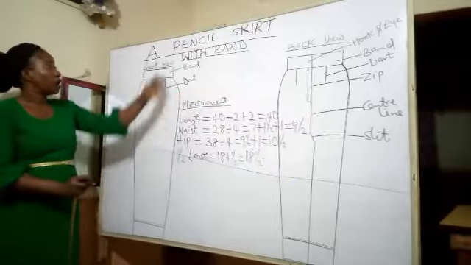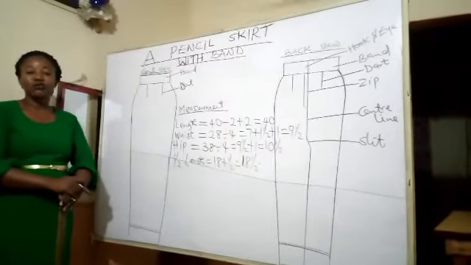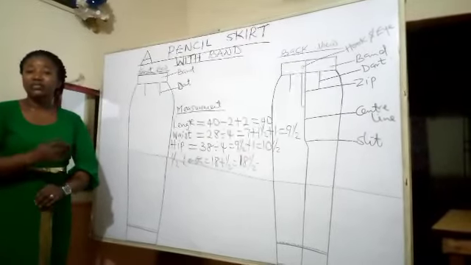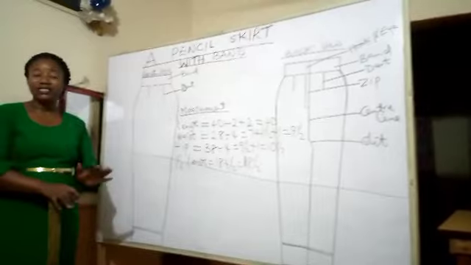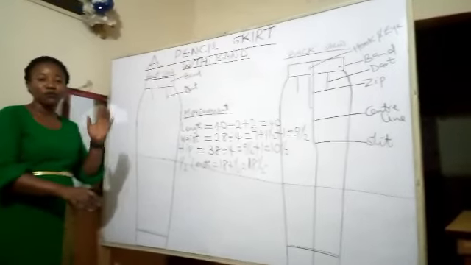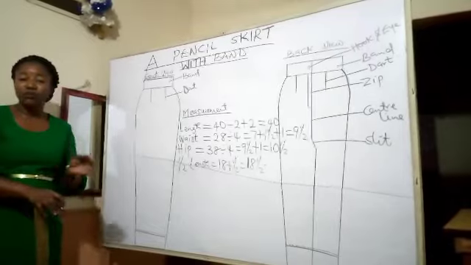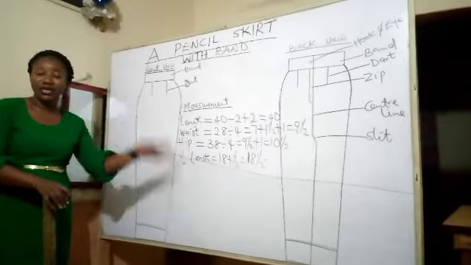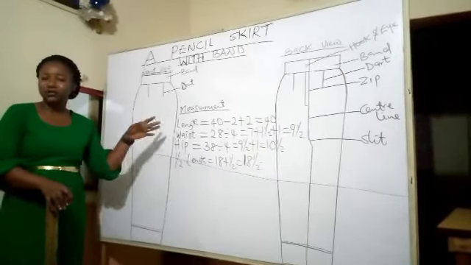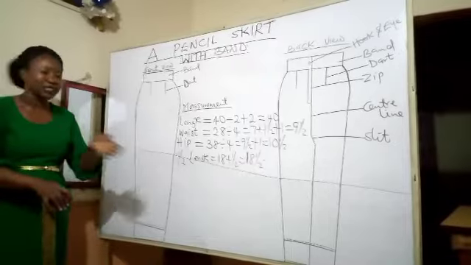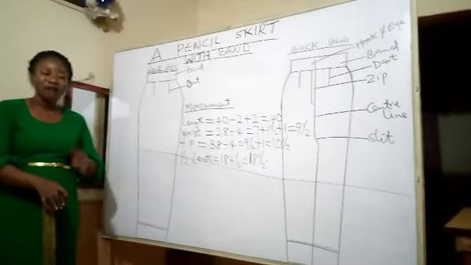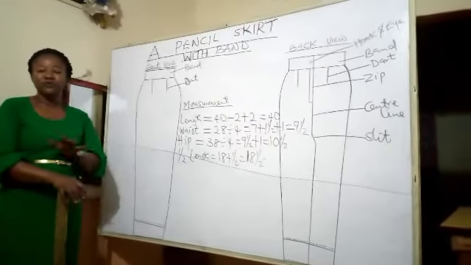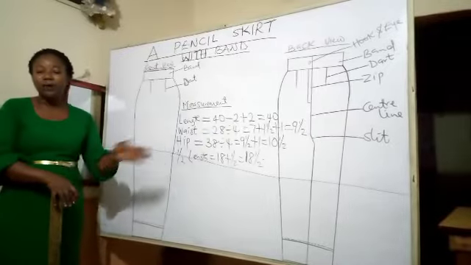Today we want to talk about a pencil skirt with band. First of all, I would like us to know what pencil skirt means. A pencil skirt is a type of skirt that reveals the body shape of the wearer, and at the same time it's a type of skirt that we derive from the free straight skirt. That is, before we can arrive at this pencil skirt, we'll first of all call the free straight skirt. It means we are going to have the origin of a free straight skirt before we get into the pencil skirt.